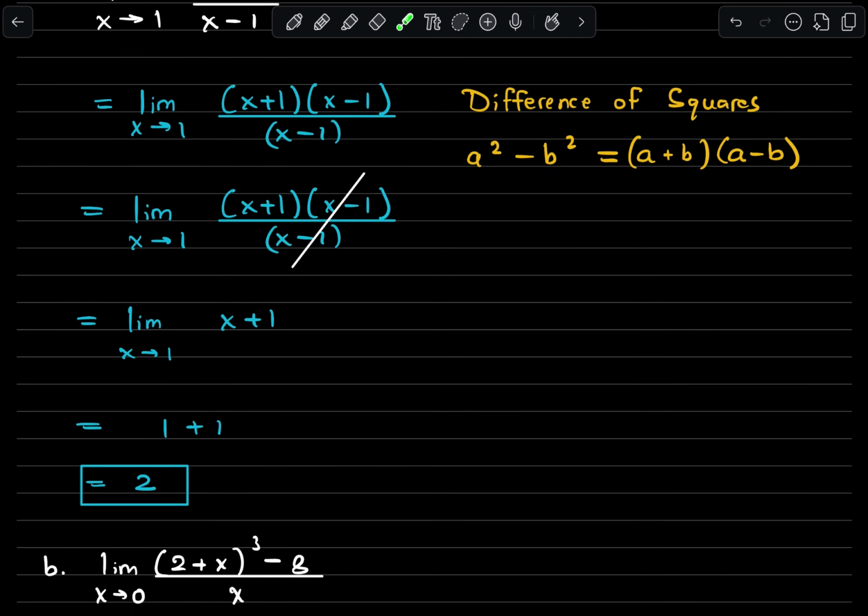Then we've got example B. The limit as x approaches 0 of, in the numerator, 2 plus x, the quantity cubed, minus 8, all of it divided by x. We see the problem right now. If we try to plug in 0 for x, we're going to have a 0 in the denominator. So we're seeing the same pattern here. We're going to try to expand this numerator and see if we can cancel that x out. We want to cancel out whatever that problematic factor in the denominator is, and then we can go ahead and evaluate this.